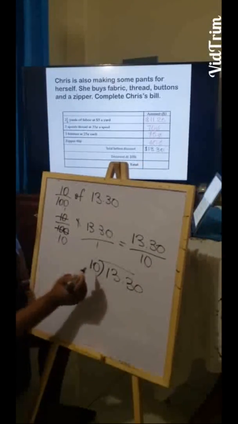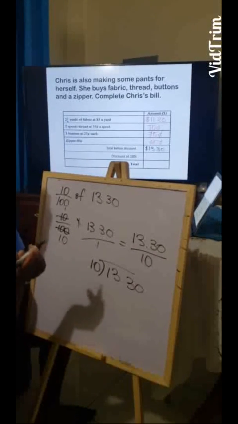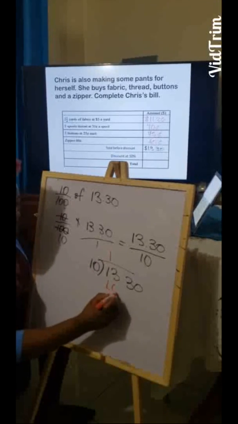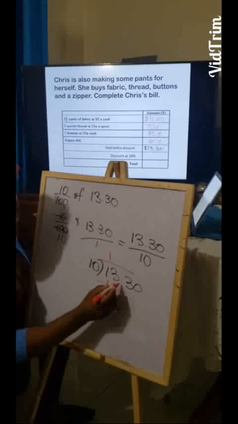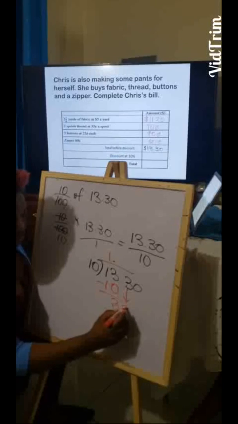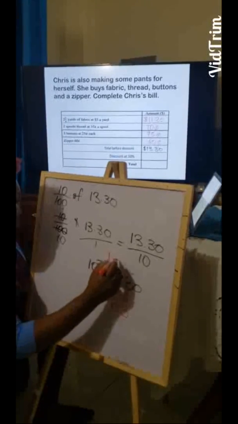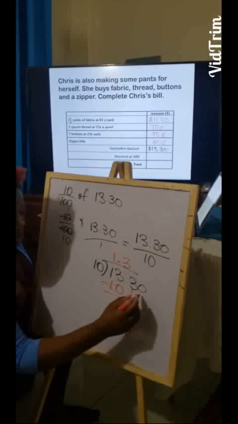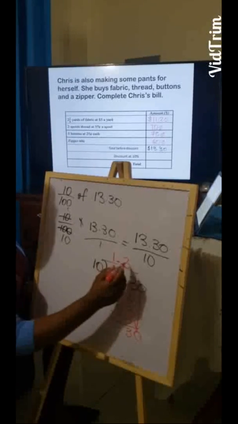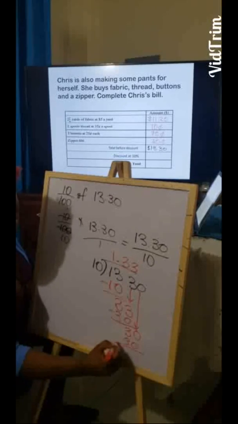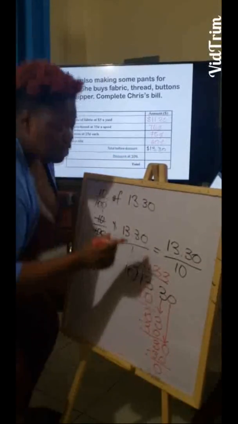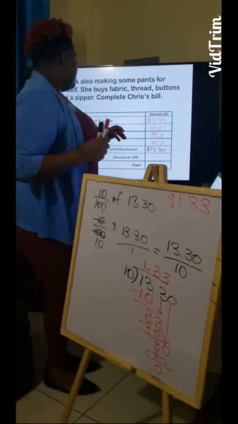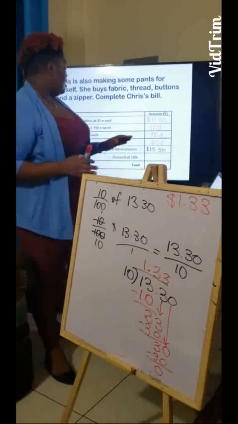All right, so first, we have to say how many times we can get 10 from 1, and we can't. 10 from 13, let me use my red ink pen, goes 1 time. 10 multiplied by 1, 10. 10 from 13, 3. And we're going to the point, so we're going to put our point in, and we are going to bring down this 3. 10 into 33 goes 3 times. 10 multiplied by 3, 30. 30 from 33, 3 times. Then we bring down this last 0 here. 10 into 30 goes 3 times. 10 times 3, 30. 30 from 30, 0. So here, the discount is $1.33.